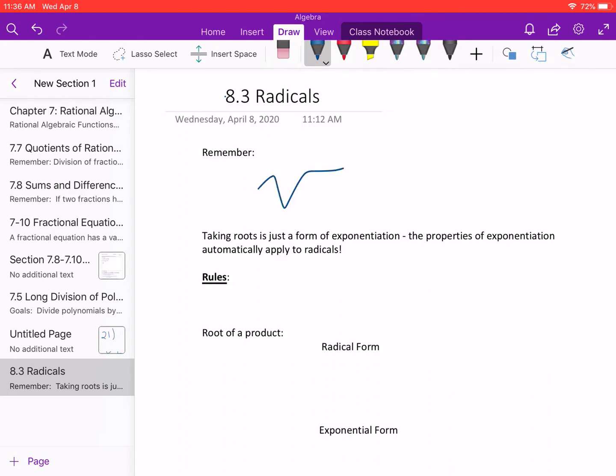For example, if I take the third root of 128, that can be rewritten as 128 to the 1/3 power. And so taking roots is just a form of exponentiation, and the properties of exponentiation automatically apply to radicals. So let's review those root of a product and root of a quotient rules.